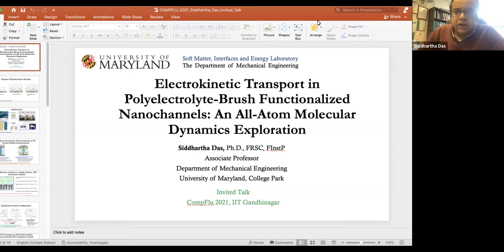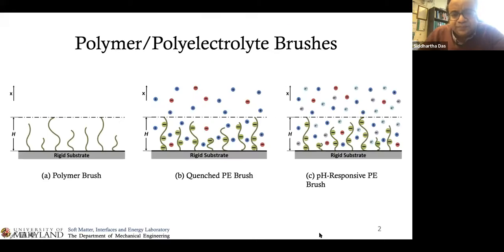So the essence of this talk is understanding how functionalizing nanochannels with polyelectrolyte brush molecules affects the electrokinetic transport in such nanochannels. So to move forward, we would like to understand what polymer and polyelectrolyte brushes are at the very beginning.